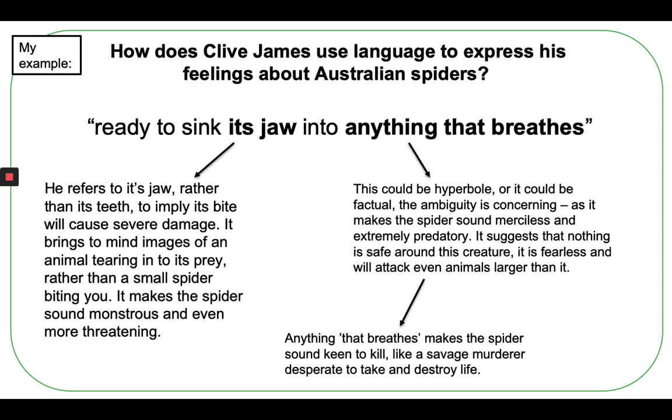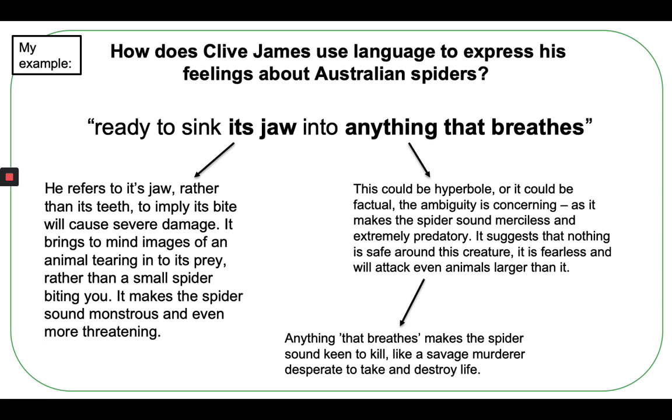It suggests that nothing is safe around this creature. It is fearless and will attack even animals larger than it. I've made this inference about the fact it will attack animals larger than it because anything that breathes it will attack. And we also heard about the lady who was batting them away with a broom, and though a lot of us are frightened of spiders, we are a hell of a lot bigger than them, and yet we fear them. So we know full well that in Australia they're not afraid to attack creatures bigger than them. Anything that breathes makes the spiders sound keen to kill, like a savage murderer, desperate to take and destroy life.